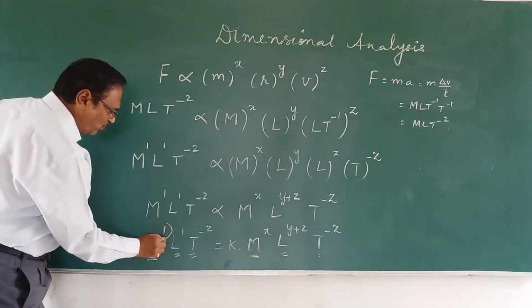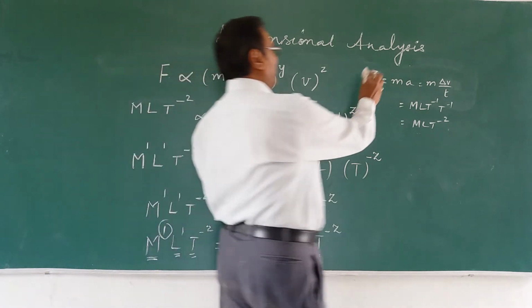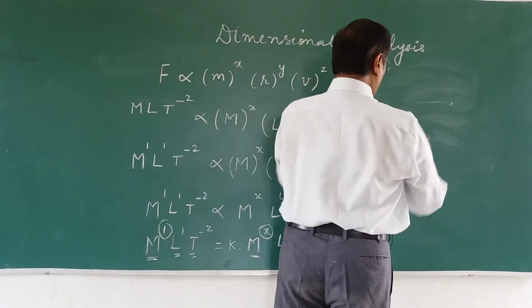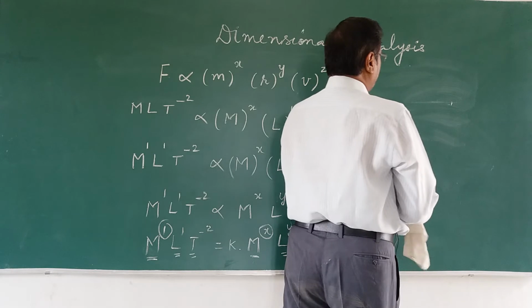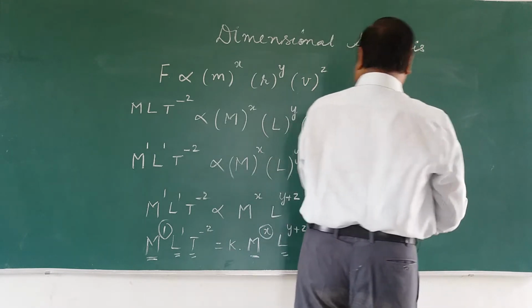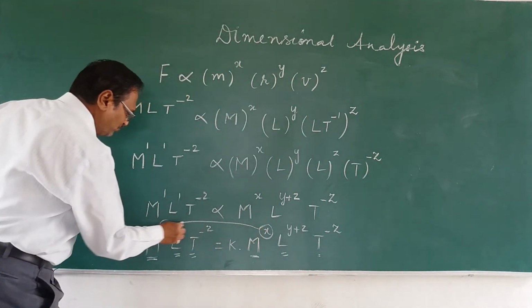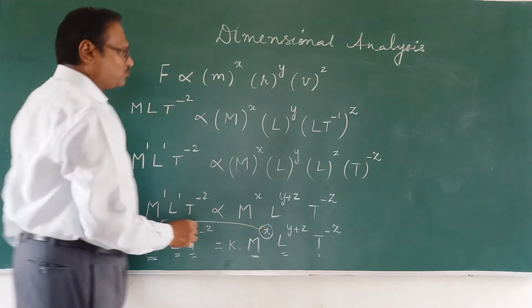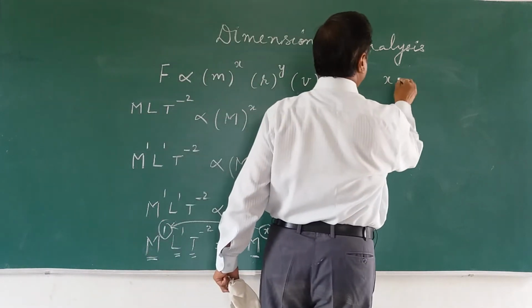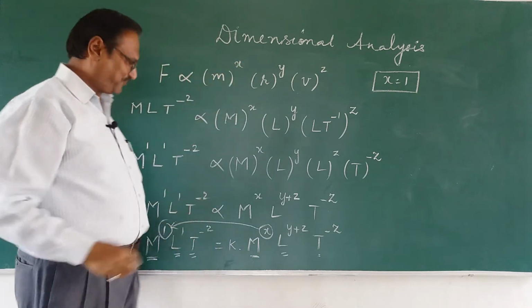Okay, now this is 1 and this is x. So we conclude that x is equal to 1. Just watch carefully. So when I compare, what is this x value? With the power of M, which is 1. So I get x is equal to 1. Already I got one value, the x value, right?